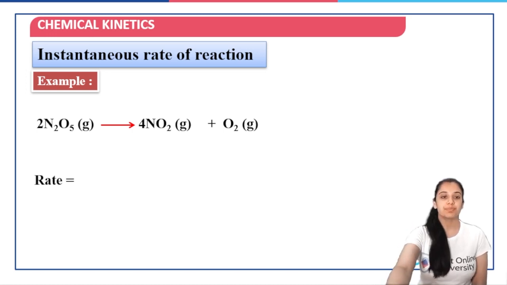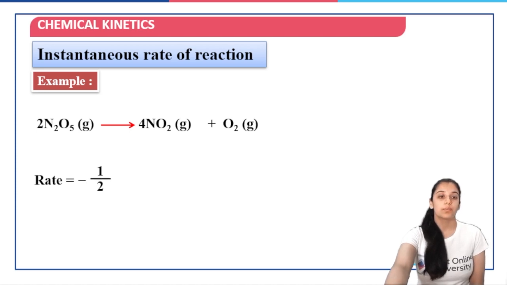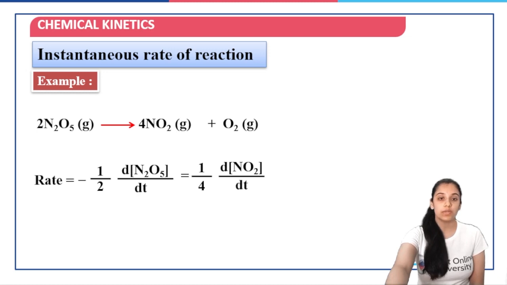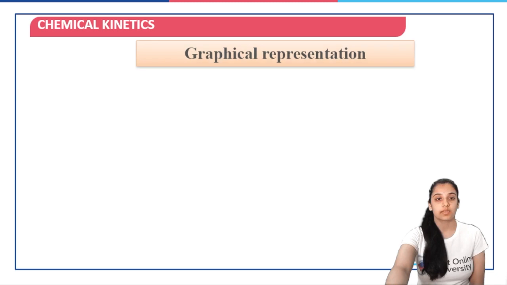Okay, you must have written by now. So minus half dN2 by dt, dN2O5 by dt equal to plus 1 by 4 dNO2 by dt is equal to dO2 by dt. Now, how do we represent instantaneous rate in a graphical form?